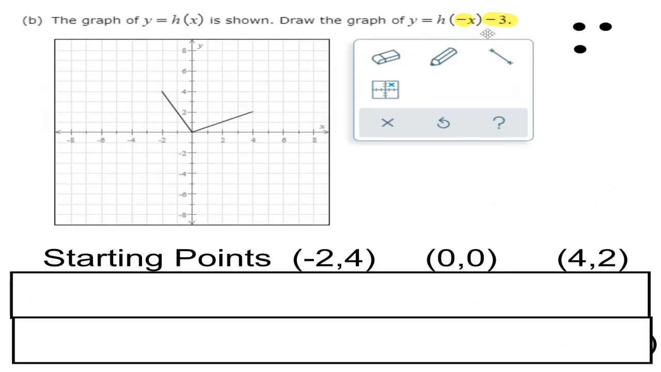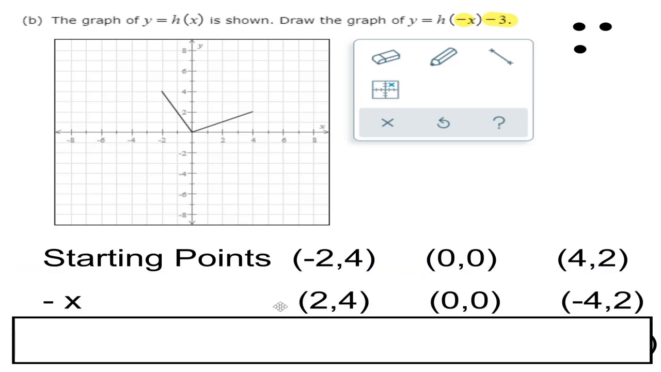In this problem, I have a -x, and then I have a -3 on the outside. So the first thing I'm going to do is write down my 3 points, (-2, 4), (0, 0), and (4, 2). And then I'm going to work on my x's. So I have -x. So that -2 is going to become a +2. 4 stays a 4, (0, 0). That +4 becomes a -4, and the 2 stays.